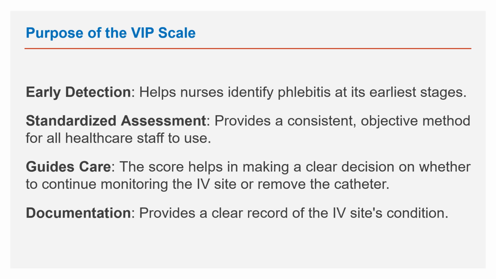Documentation: we have to document each time we observe the IV cannula. What is the use of documentation? It provides a clear record of the IV site condition. One person to another can understand the condition of the patient's IV cannula right now, whether it is functioning properly, and whether a new IV cannula has been reinserted or needs to be reinserted. We get all this help if we keep a proper IV cannula observation chart, the VIP scale chart.